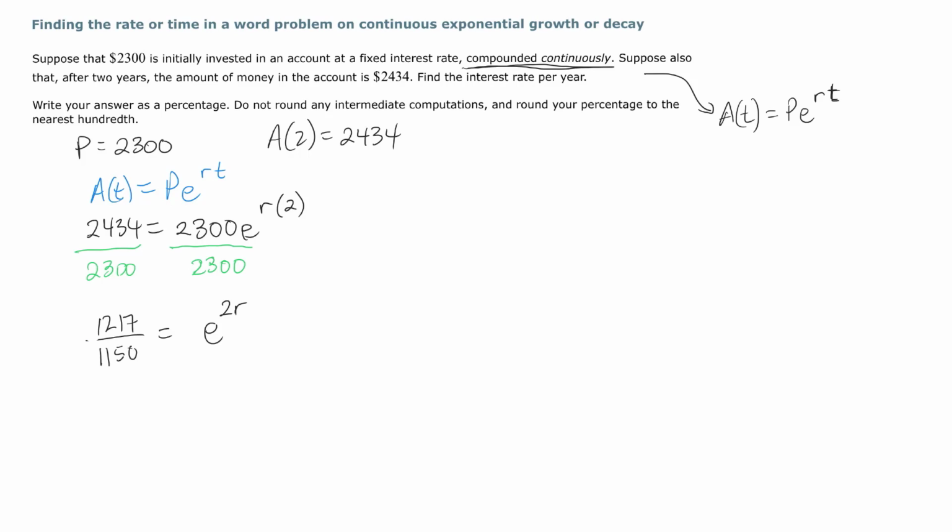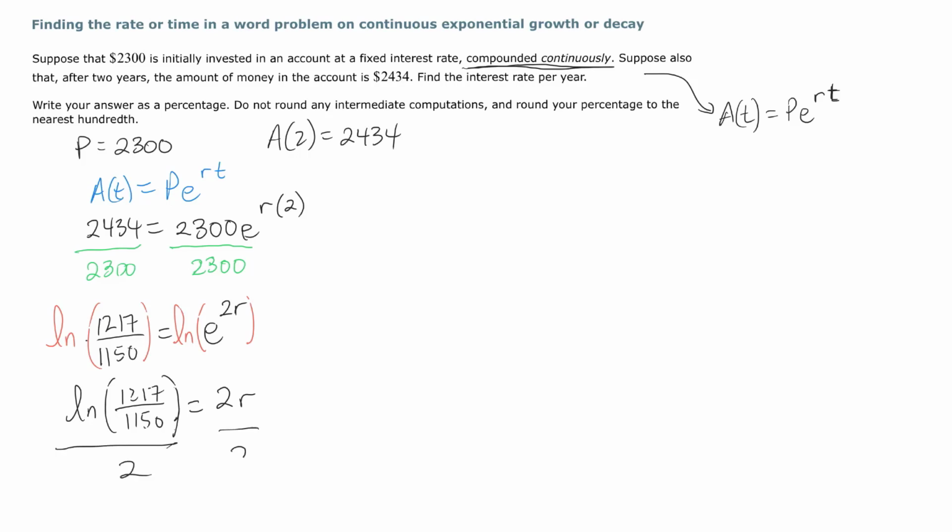Now we want to take advantage of the natural log function. We could balance both sides of the equation by taking the natural log of both expressions. We have 2r. Well, we have natural log of 1,217 over 1150 is equal to 2 times r. Divide the entire sides by 2, and we get r. r is equal to this.